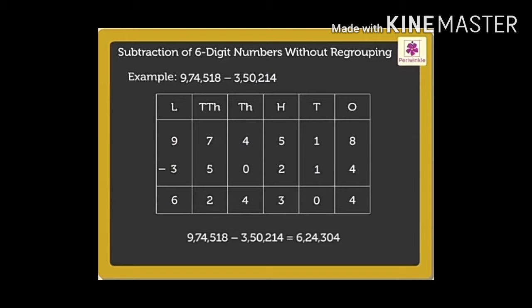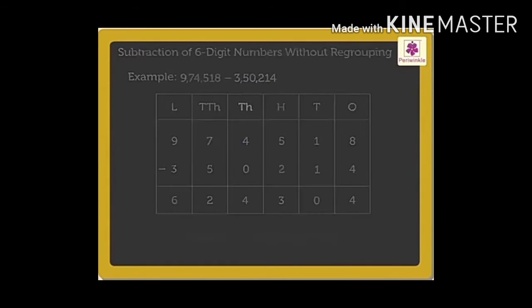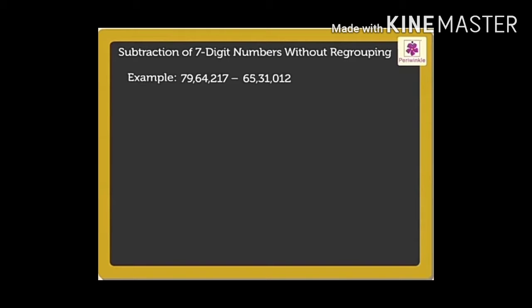So when you subtract this, we get the difference. 9,74,518 minus 3,50,214. We get the difference, that is the answer: 6,24,304. This is one example for without borrowing or regrouping. Now one more example.